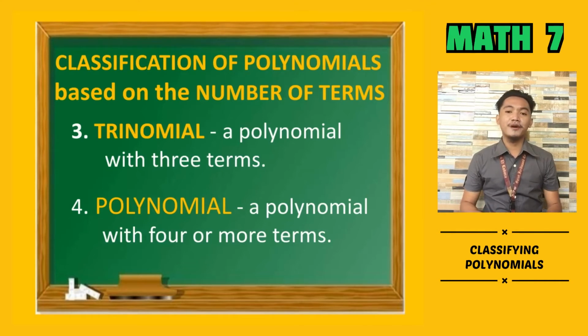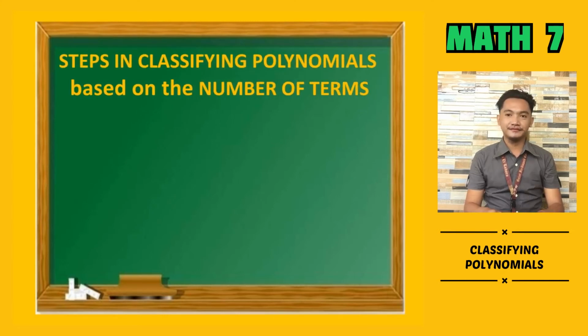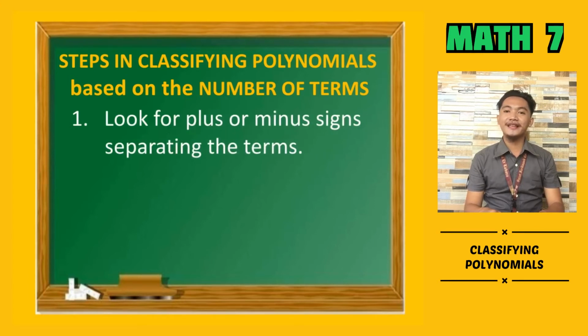How can we classify polynomials based on the number of terms? Well, to identify an expression as monomial, binomial, trinomial, or just plain polynomial if it contains more than 3 terms, follow this procedure. First, look for plus or minus signs separating the terms. Although we defined a polynomial as a sum of 1 or more terms, any of those could be a negative term.